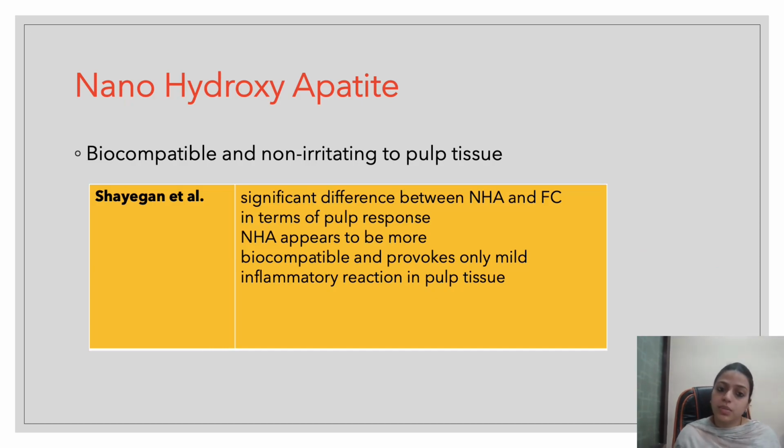Then nanohydroxyapatite is a biocompatible material which is non-irritating to the pulp. The significant difference compared to the gold standard formocresol is in terms of pulp response. Nanohydroxyapatite appears to be more biocompatible, and it provokes only a mild inflammatory reaction in the pulp tissue.